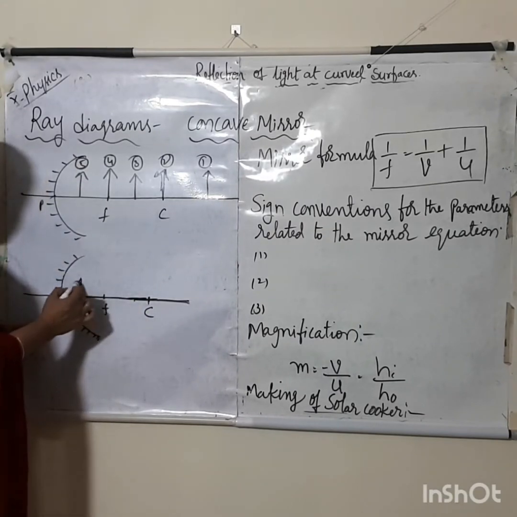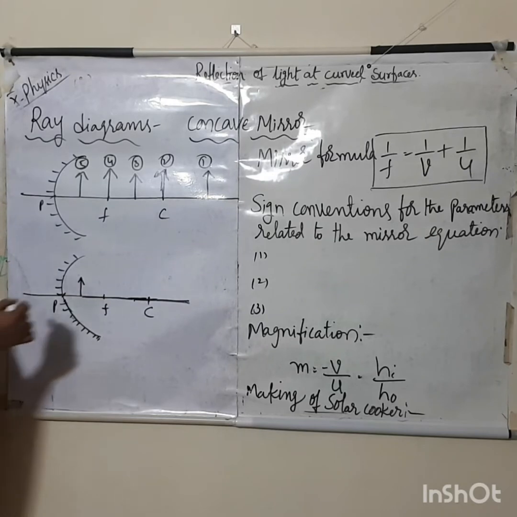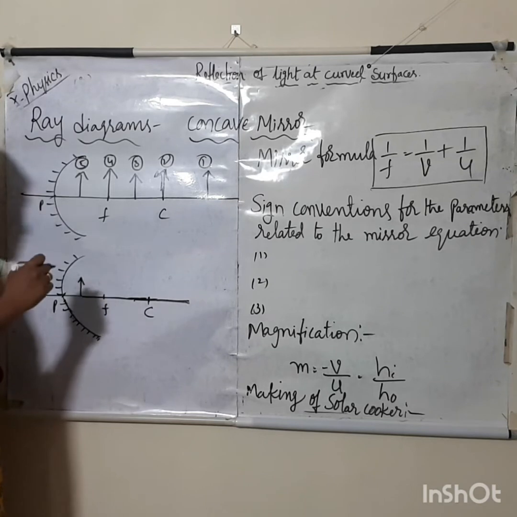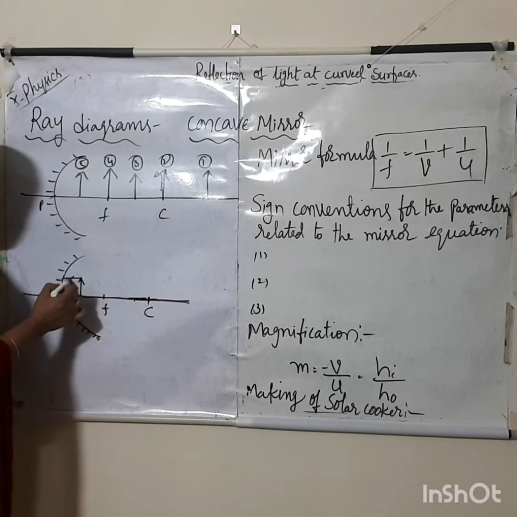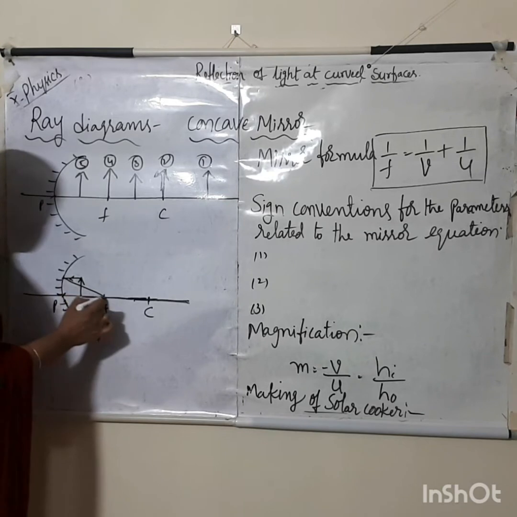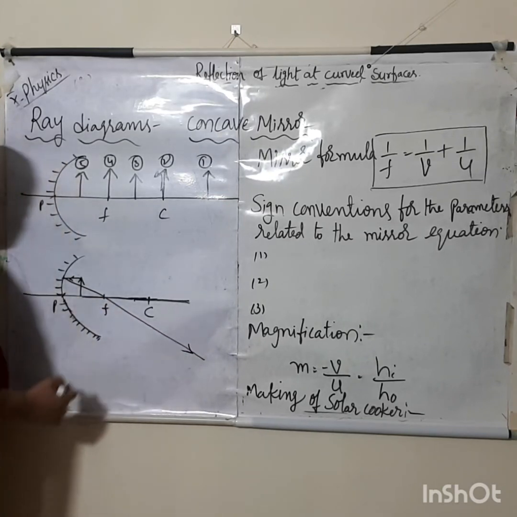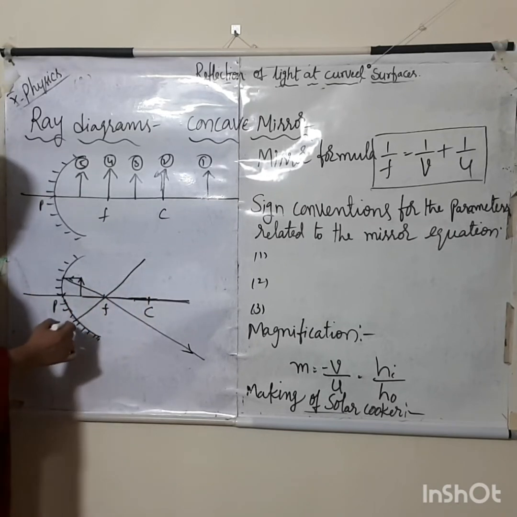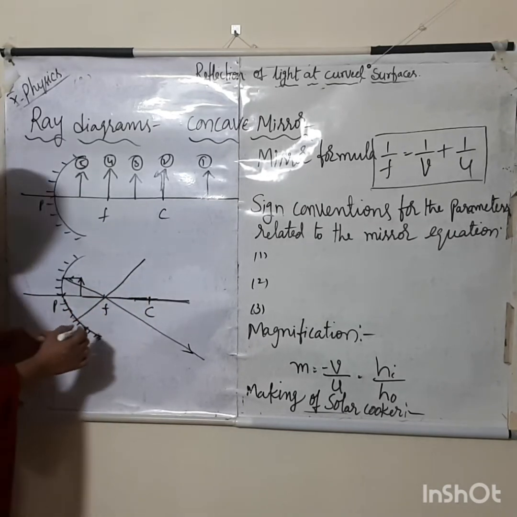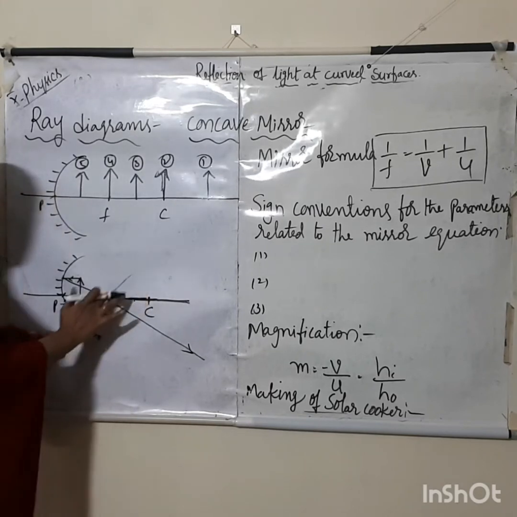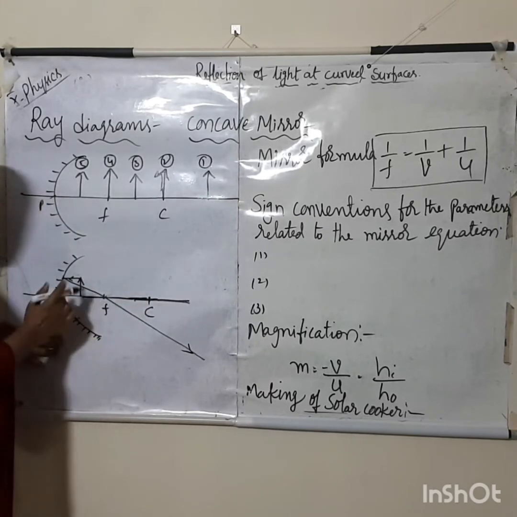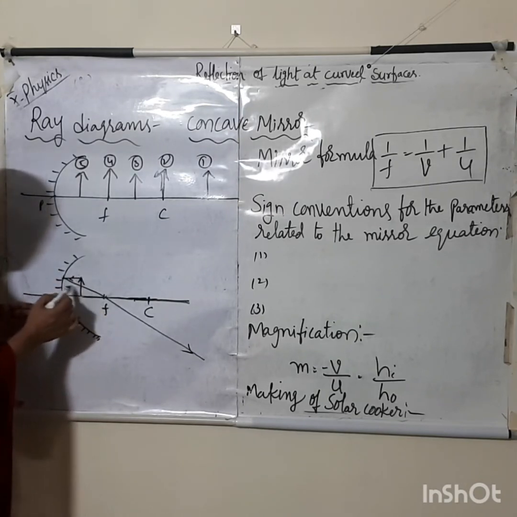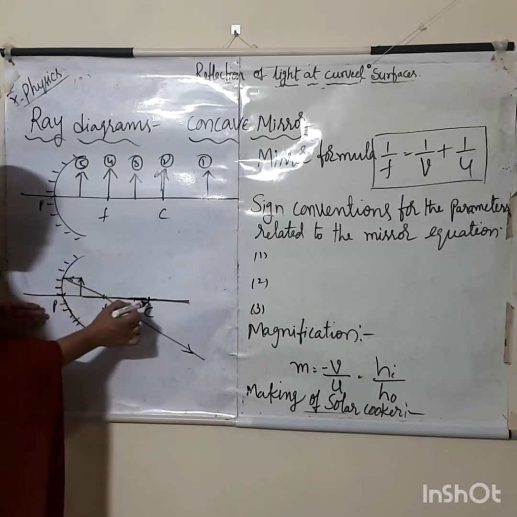When you place an object in between P and F, you apply the rules. We have the rules to draw the ray diagram. When your ray is parallel to the principal axis, the reflected ray should pass through the focus. When your ray is passing through the focus, the reflected ray is parallel. Here I must take the ray from the object. It is not possible to draw from the focus, so I'll take rule 3.